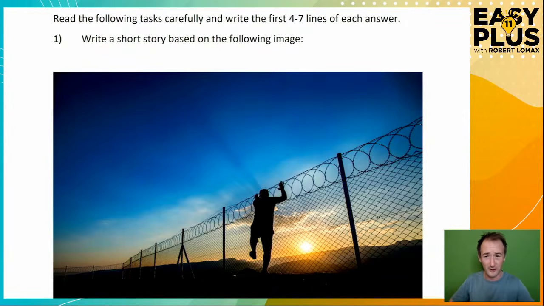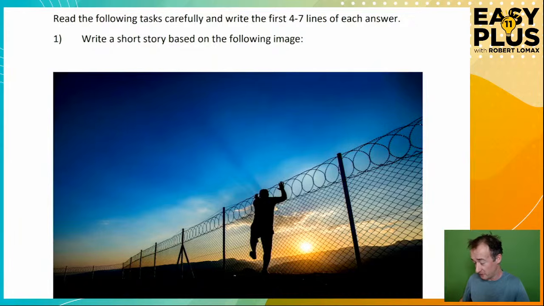It's the joys of live broadcasting. So we've got two tasks to look at today. The overall question is: read the following tasks carefully and write the first 4 to 7 lines of each answer. 4 to 7, it's obviously just a very rough guide to say just begin it, just get going. Think about how to get a really good start underway.